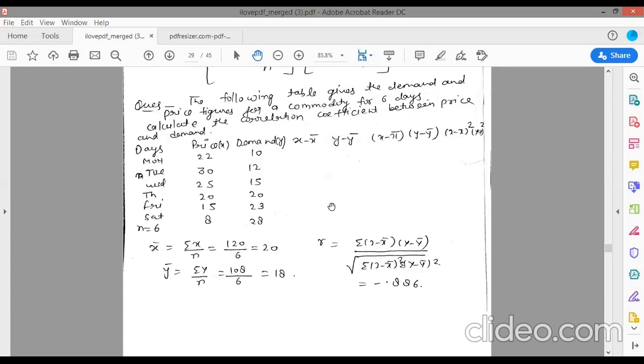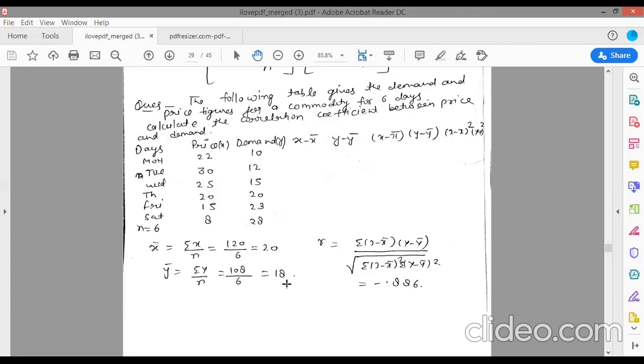There is a table here, Monday, Tuesday to Saturday, n is equal to 6, and price X is given, demand Y is given. Then you will calculate your X bar and Y bar because this is your mean: summation X upon n, summation Y upon n. Summation X is equal to 120, so X bar is equal to 20 and Y bar is equal to 18.